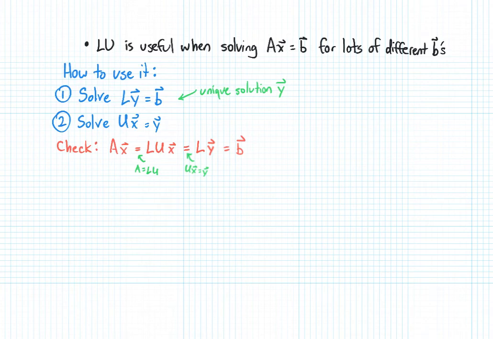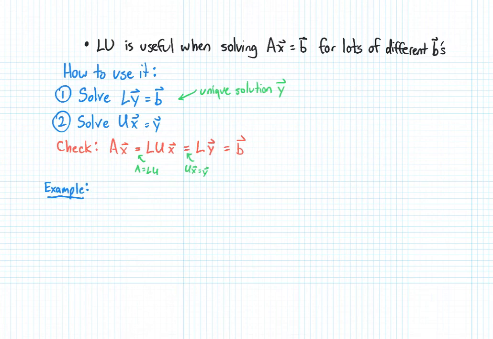It works. But it would be fair to ask, why is this better than just solving AX equals B the way that we've been doing it? And the reason is that the L and the U in this case are matrices that are nice in a certain way. The U is in echelon form, the L is lower triangular, and because those matrices are nice like that, those two systems can be solved fairly quickly.